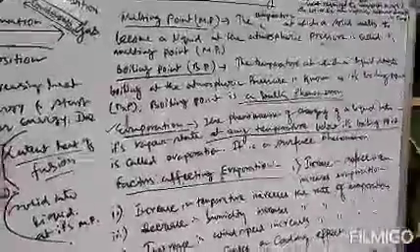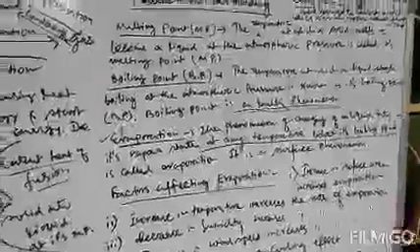Next, evaporation. What is evaporation? The phenomenon of changing a liquid to its vapor state at any temperature below its boiling point is called evaporation. Kindly note this: at any temperature below its boiling point. It is the conversion of liquid into its vapor, and it can occur at any temperature below the boiling point.